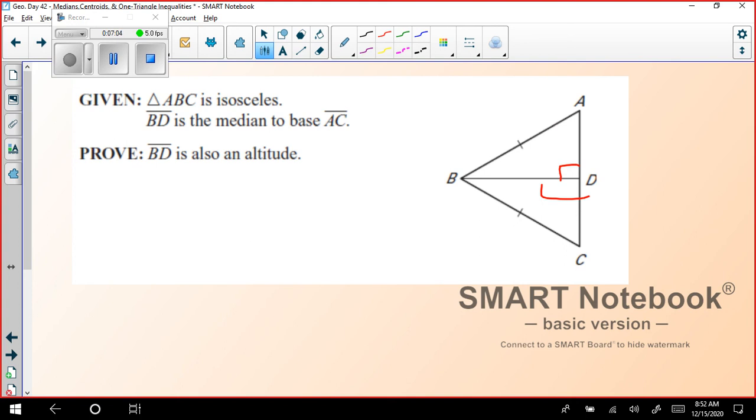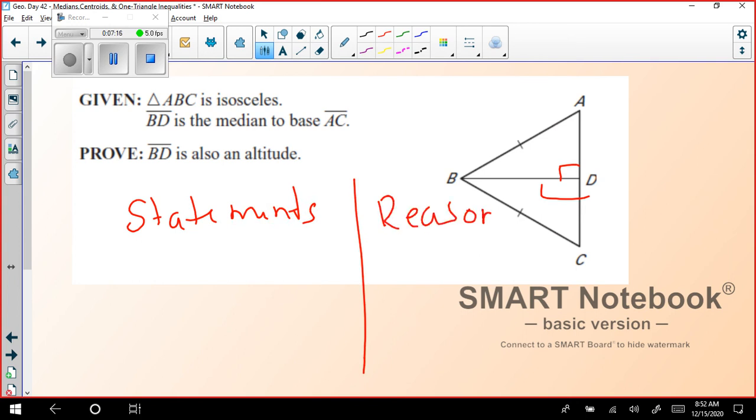So let's write statements and reasons. I will write the statements and you can fill up the reasons for each of them.